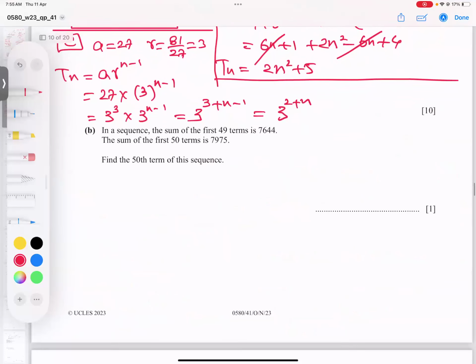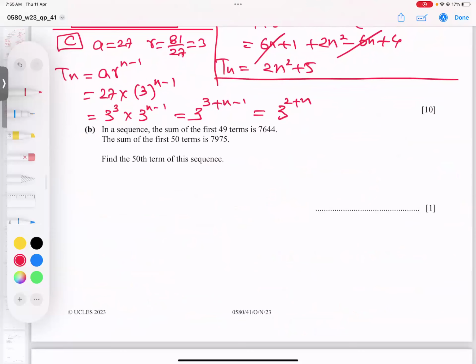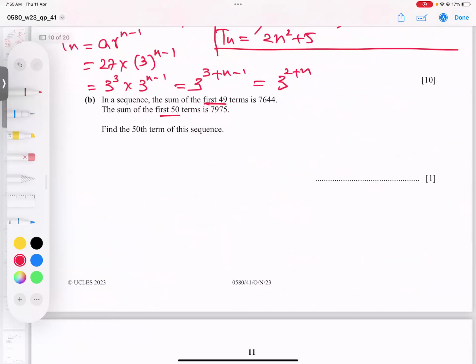Now what is the next question he's asking for? In the sequence, the sum of the first 49 terms is this, and the sum of the first 50 terms. The first 49, first 50 is a very, very important statement. But I will tell a formula, and that formula will help you to understand. Otherwise, this question is hard to do.